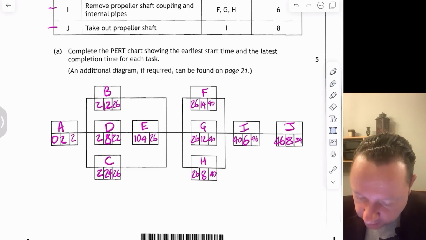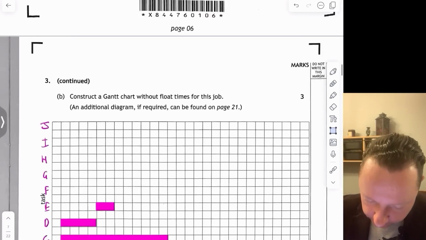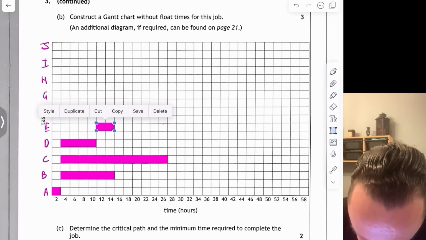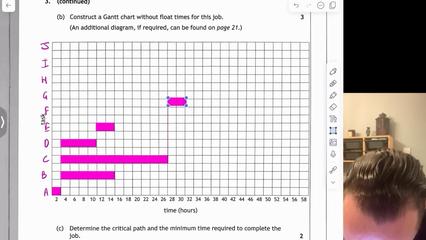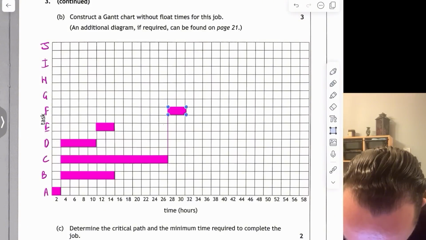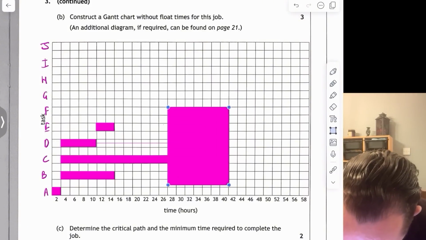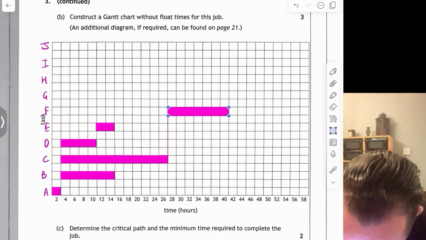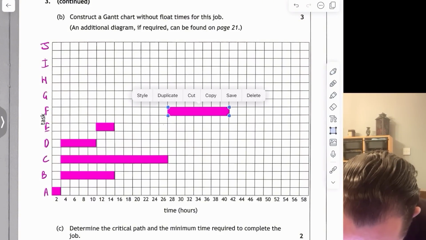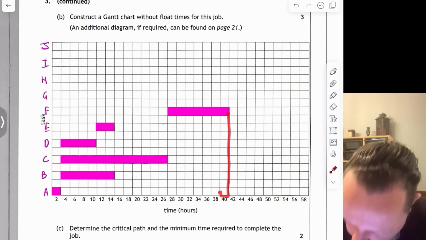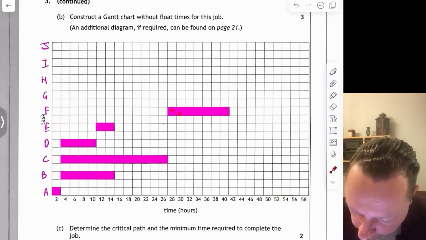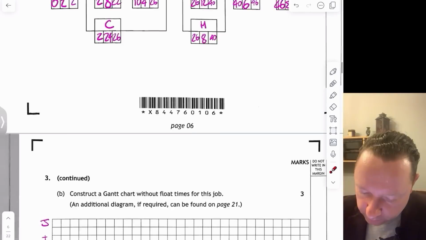F starts at 26 and takes 14. So that's been lined up, 26 and 14 make 40. Let's go along to where 40 would be. Quite happy with that. Yep. Okay. 2, 4, 6, 8, 10, 12, 14.